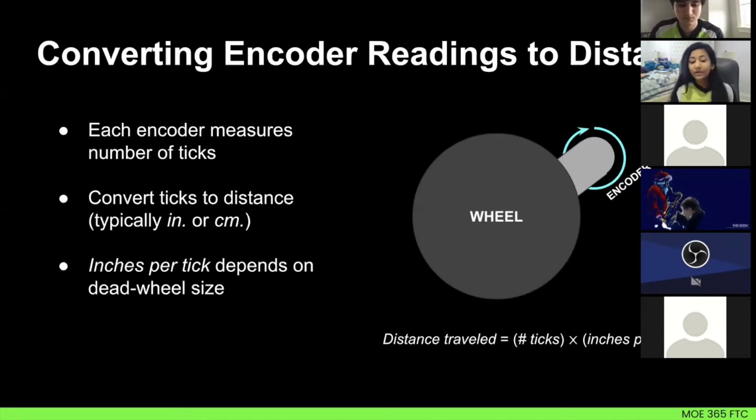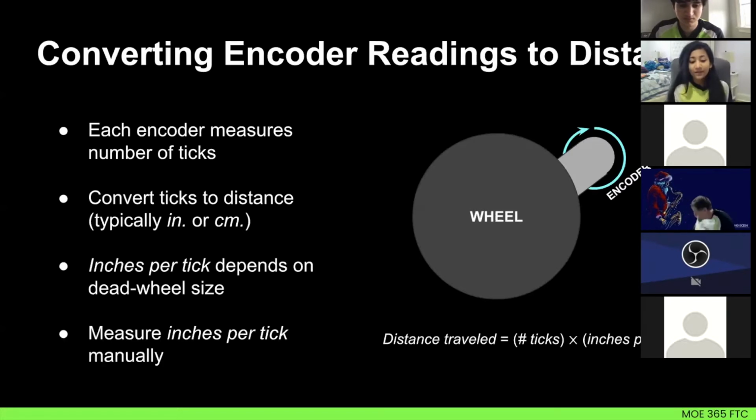And the way you find your inches per tick is by taking your robot, making sure it's on a flat surface, and driving it 10 inches forward. Then you can see the amount of ticks your encoder read and do 10 inches divided by that number to get your inches per tick.